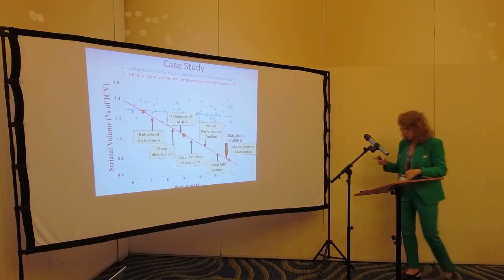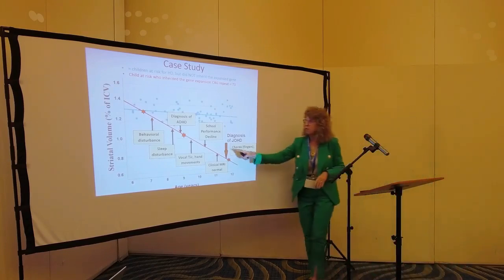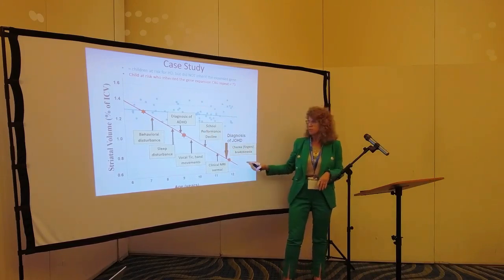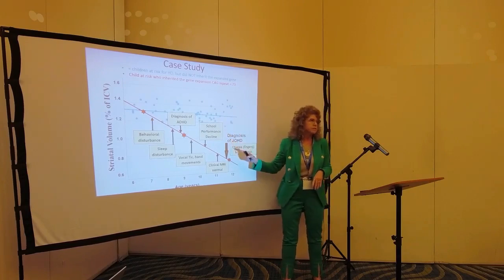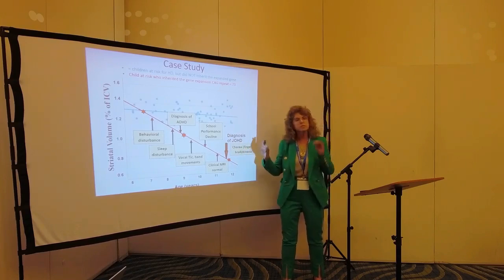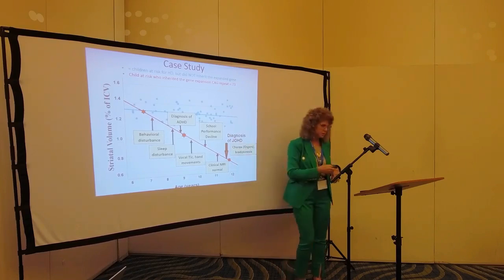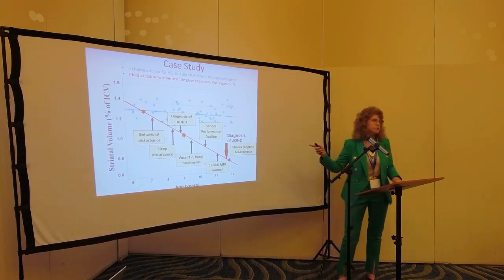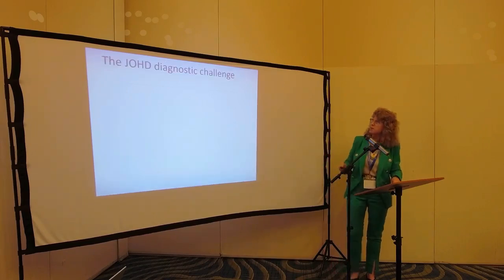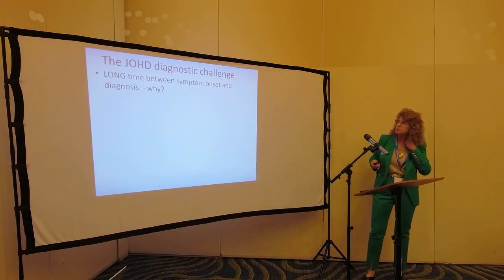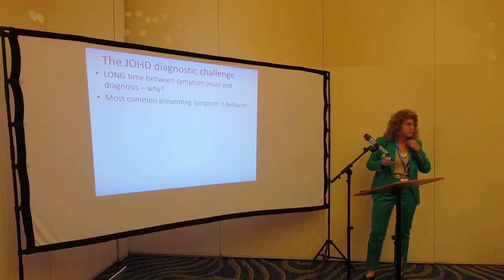So that's the important part of this, is that this is a long journey. The brain is changing from many years before. There's manifesting symptoms, but they're not necessarily symptoms that are completely specific to Huntington's until you get to the significant motor ones. Can we do better with diagnosis? And we'll talk about that. So the diagnostic challenge, it's a long time between symptoms and diagnosis. The most common presenting symptom is behavior, not always.